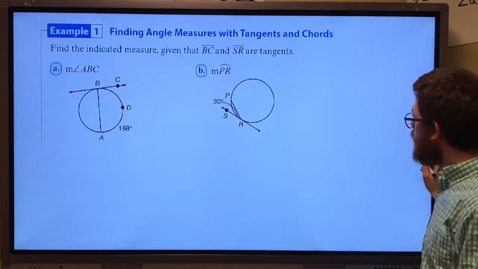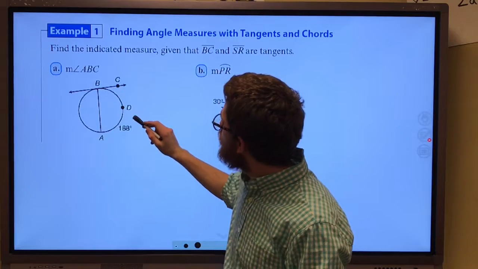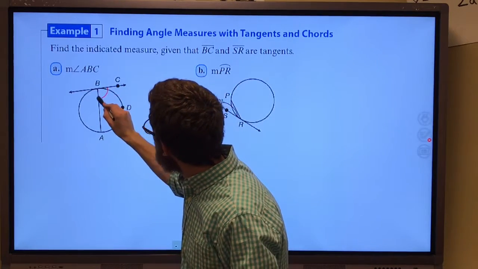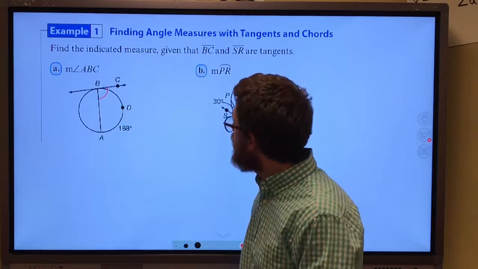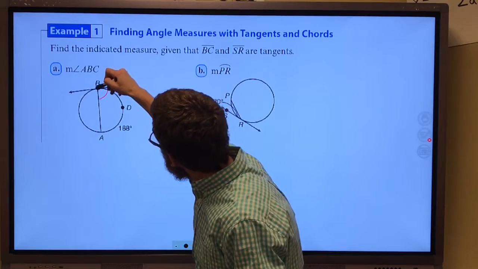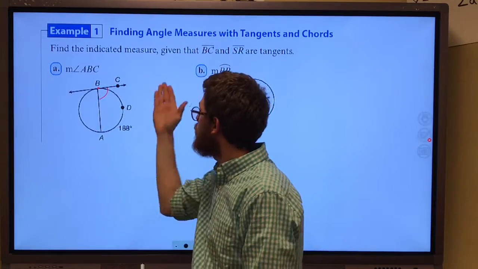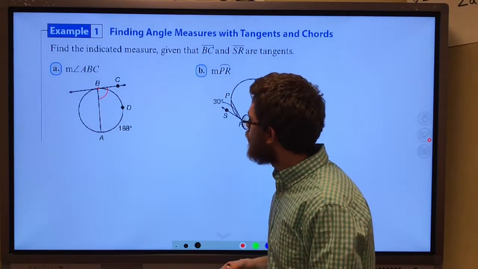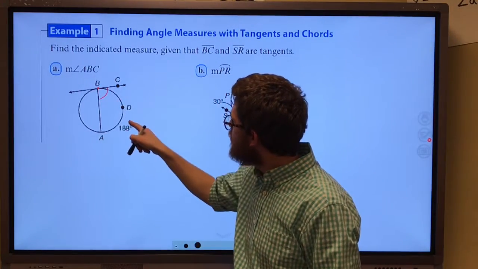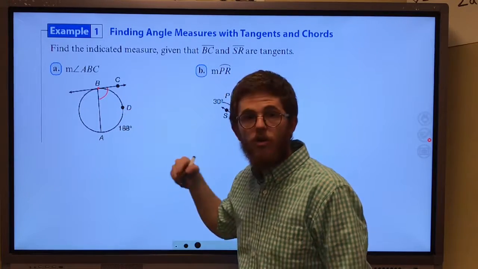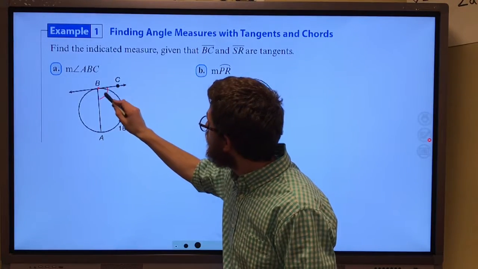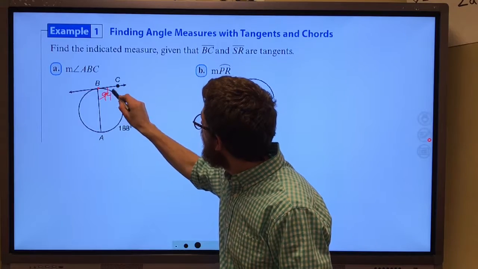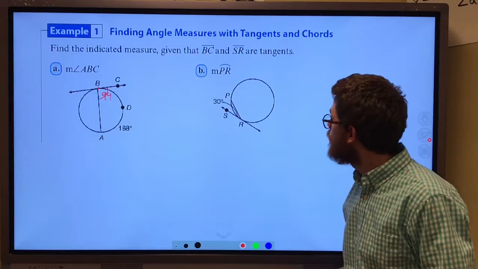So here, we want to find the measure of ABC. We want to find the measure of that angle right there. That is essentially an inscribed angle. It's formed by a chord and a tangent, but the vertex is on the circle. So we know it's going to be half of the arc that it opens up into, half the arc that subtends it. So that angle is 94 degrees.